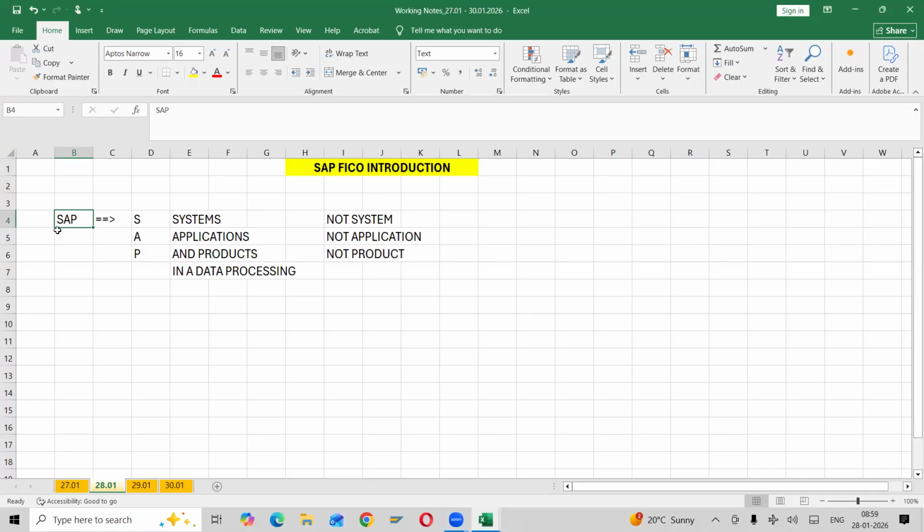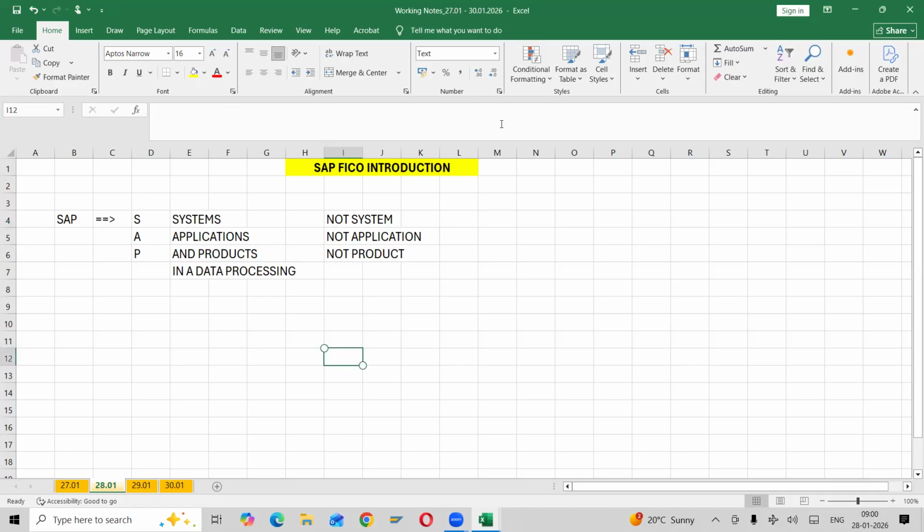And again, I said that it's a German product. In some places, for native Germans, "sap" means pig. So never ever pronounce it that way. Clear? S stands for systems, not system. A stands for applications, not application. P stands for products, not product, in data processing.